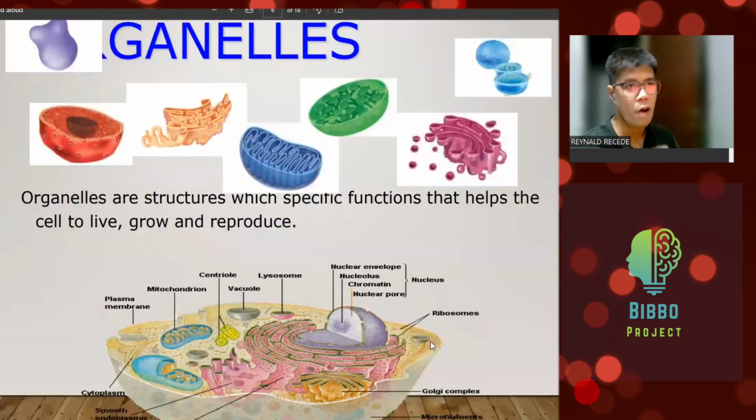Organelles. There is the concept of organelles, and that is something that we have to understand as well. When we say organelles, these are structures with specific functions that help the cell to live, grow, and reproduce. At ang nakikita nyo sa screen ay artistic representation of how they look like, but they really don't look like that. Because in the micrograph or seen under the microscope, they really do not have colors. So let us discuss them in detail in the following slides.